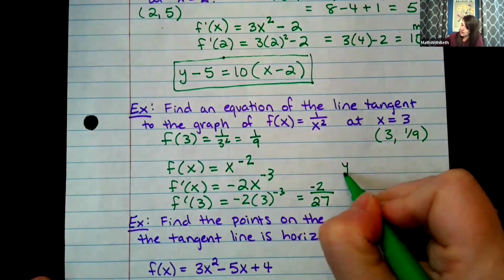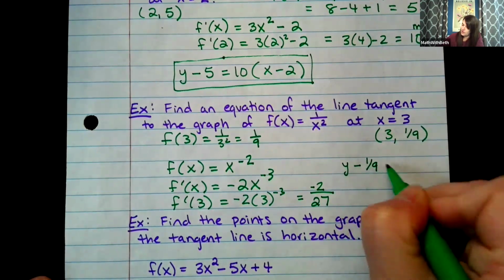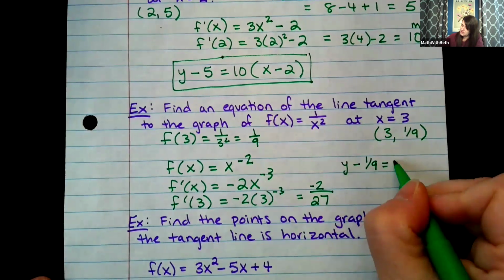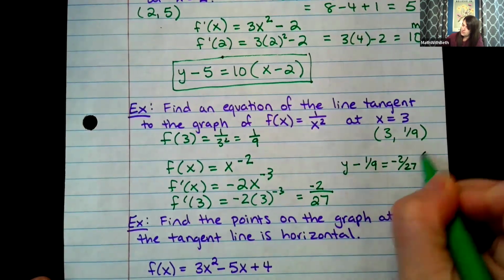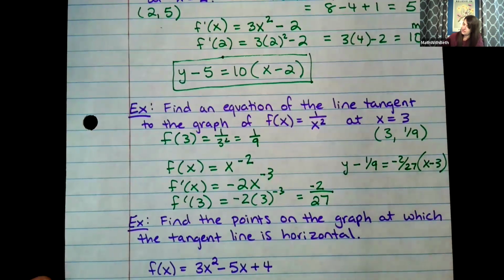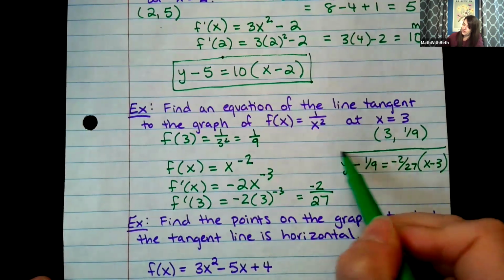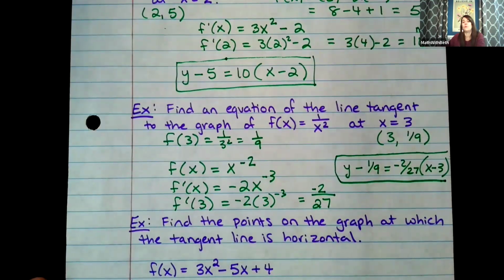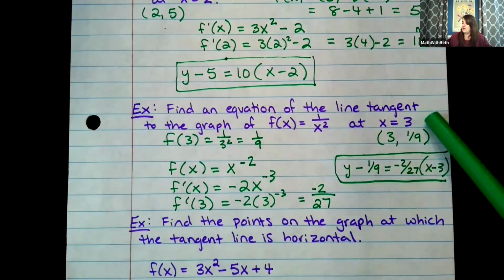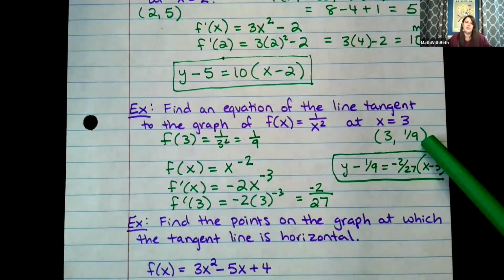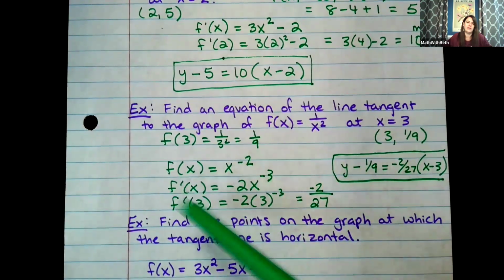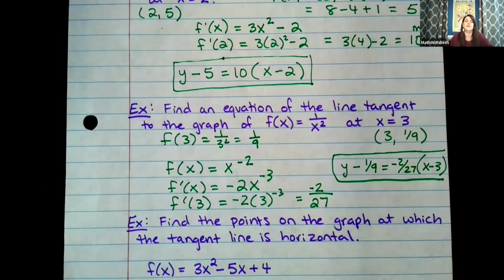So y minus the y equals my slope, x minus the x. Again, it didn't specify what equation it wanted or what form, so I could just leave it like that. So when they ask you for the tangent line, you need a point. So if they only give you an x, you'll plug it in to find the y. And you need the slope, which is what you get from finding the derivative and plugging the x into that equation.